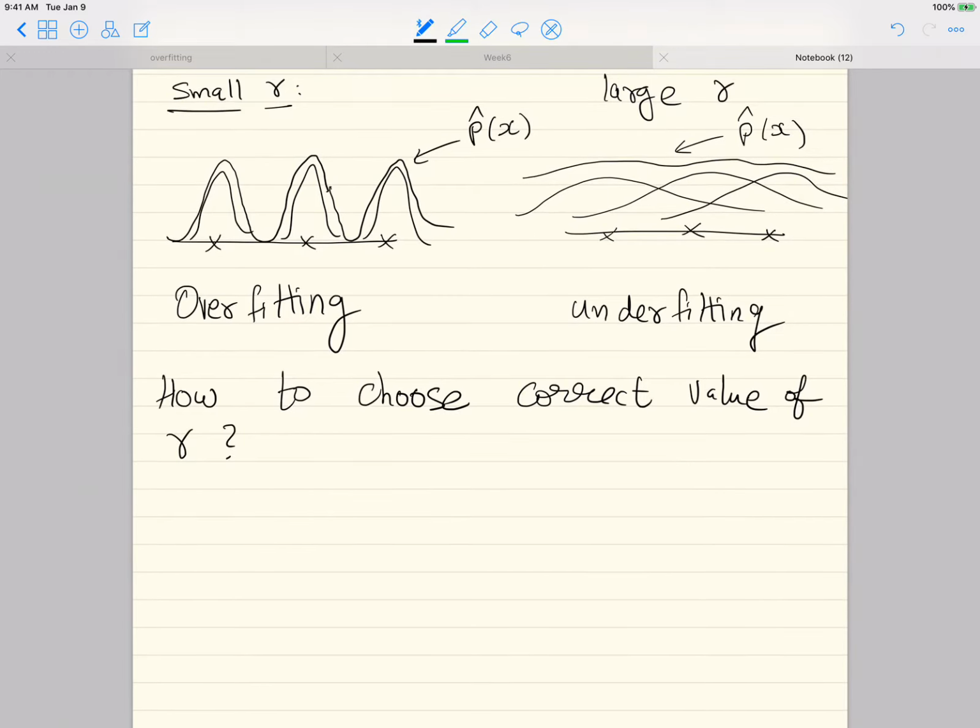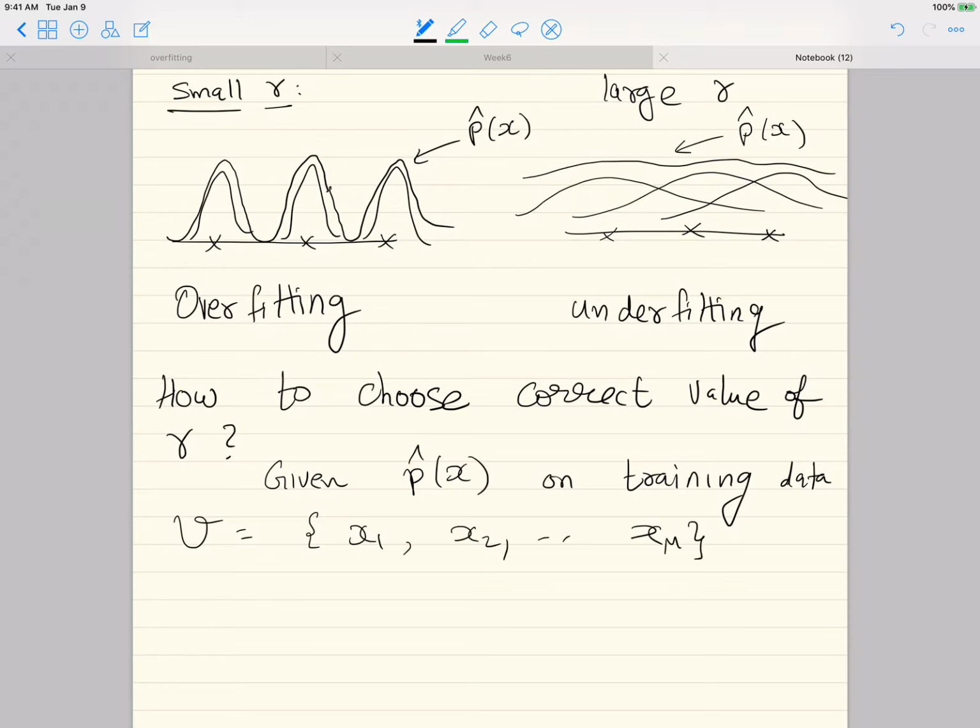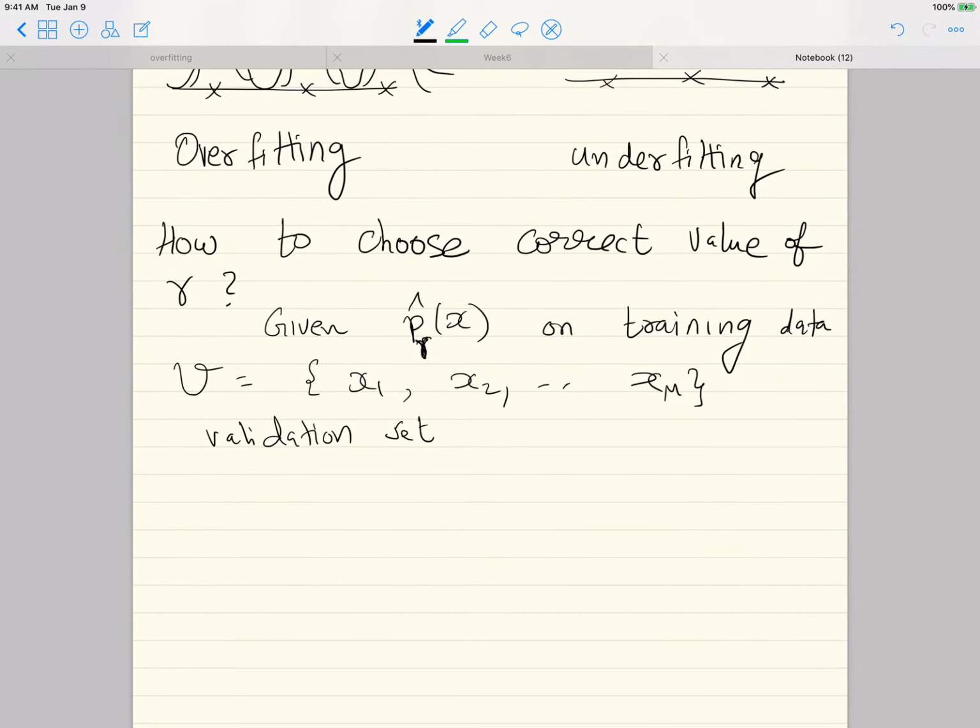Maximize log likelihood. That is actually the right answer. So what you do is, given p hat of x on the training data, let's say your validation set consists of points like this, x1, x2 up to xm. This is your validation set. And let's index this by r, the width, right? That's the parameter we want to optimize. What you do is you compute p hat r of x1 to xm. So this is on your validation points, right?